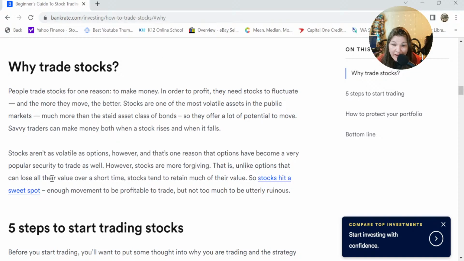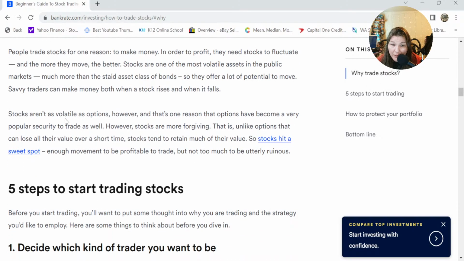Stocks aren't as volatile as options, however, and that's one reason that options have become a very popular security to trade as well. However, stocks are more forgiving. That is, unlike options that can lose all their value over a short time, stocks tend to retain much of their value. So stocks hit a sweet spot. Enough movement to be profitable to trade, but not too much to be utterly ruinous.